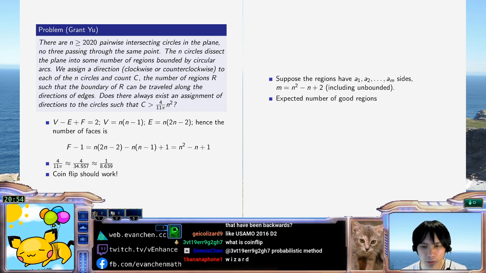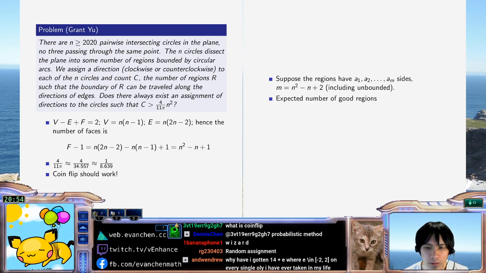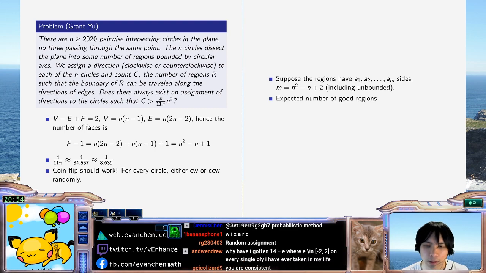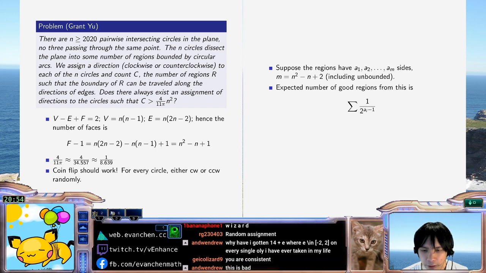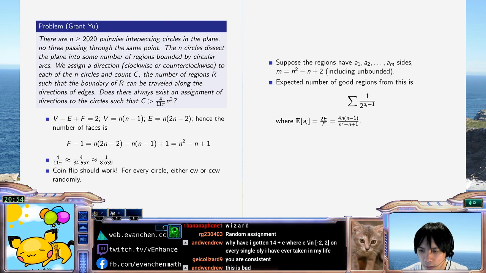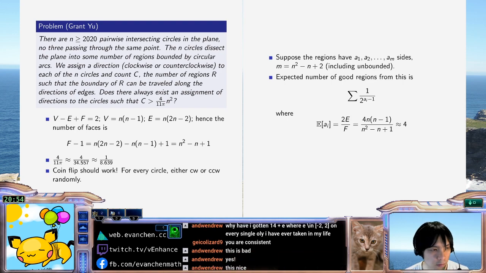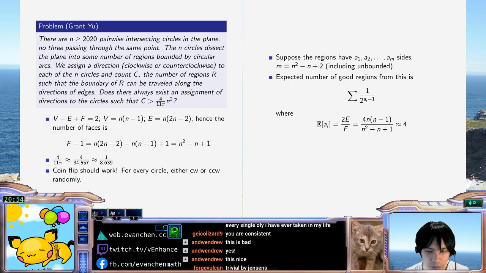Coin flip means for every circle, I'll write that out, for every circle, either CW or CCW randomly. So the expected number of good regions from this is 1 over 2 to the A_i minus 1. Now this will work, where the expected value of A_i is equal to 2E over F, which is like 2n. So very roughly it's about 4, but the actual value is 4n or whatever, and so that will do it. By convexity, this should work. You should get about 1/8 of them.